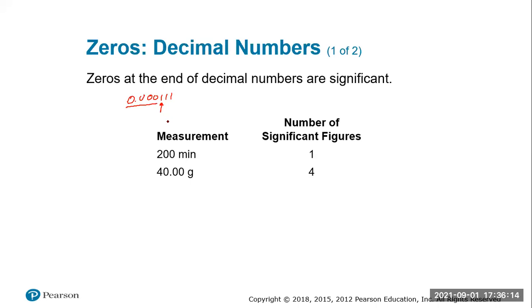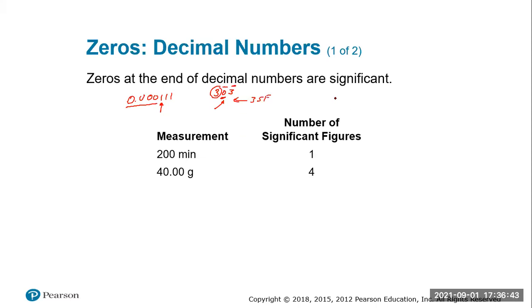We then have what are sometimes referred to as trapped zeros, or captive zeros. They're basically zeros between non-zero numbers, and those are significant. So in this case, we would start counting up to 3 here. This 0 in the middle is trapped, so it would be significant. And the 3 at the end would also be significant. And this number would have 3 significant figures in this particular case.